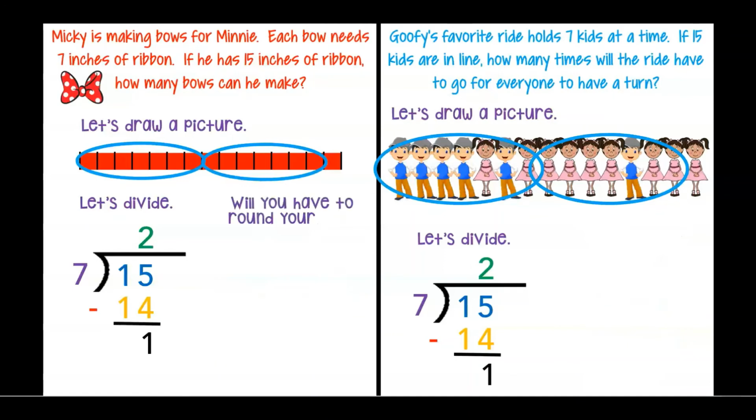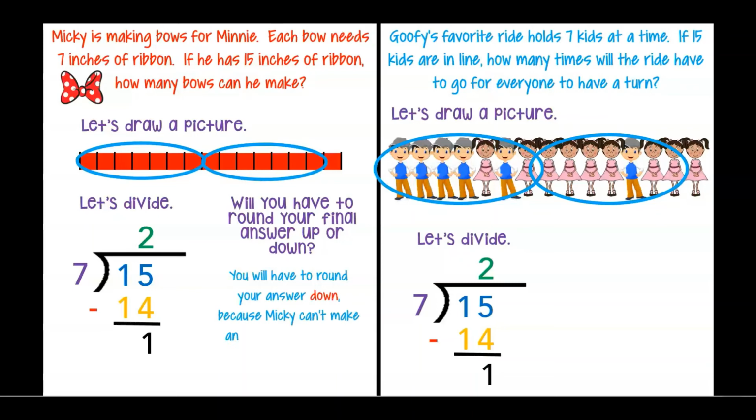On Mickey's side, will you have to round your final answer up or down? Well, let's talk about it. Can I make an extra bow out of 1 inch of ribbon? Nope, I can't. You will have to round your answer down because Mickey can only make 2 bows. He can't make a bow with only 1 inch of ribbon.